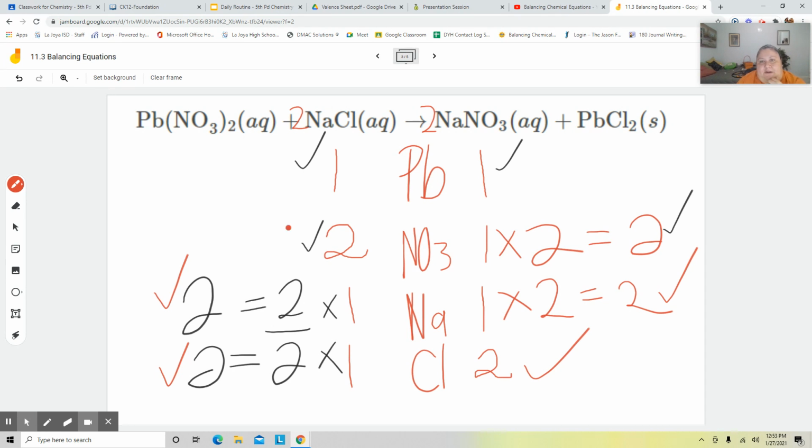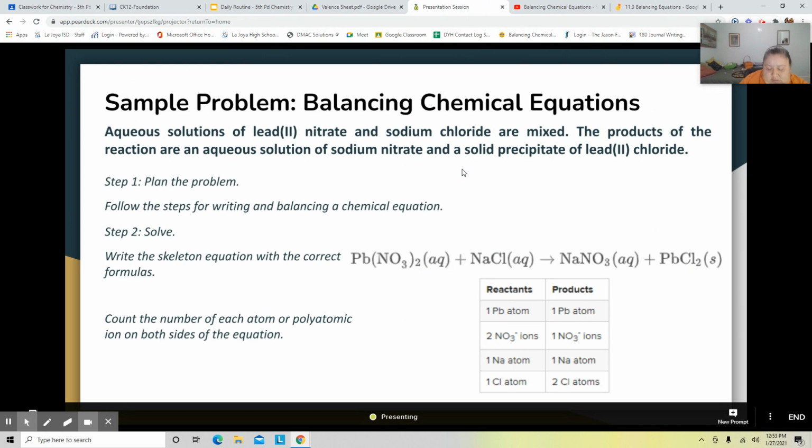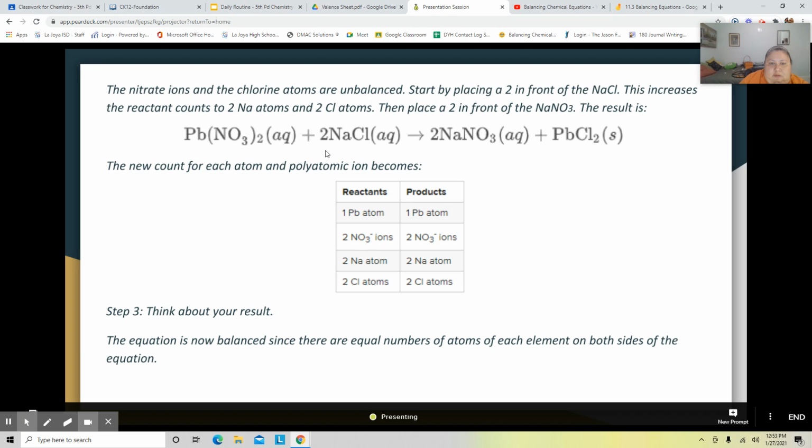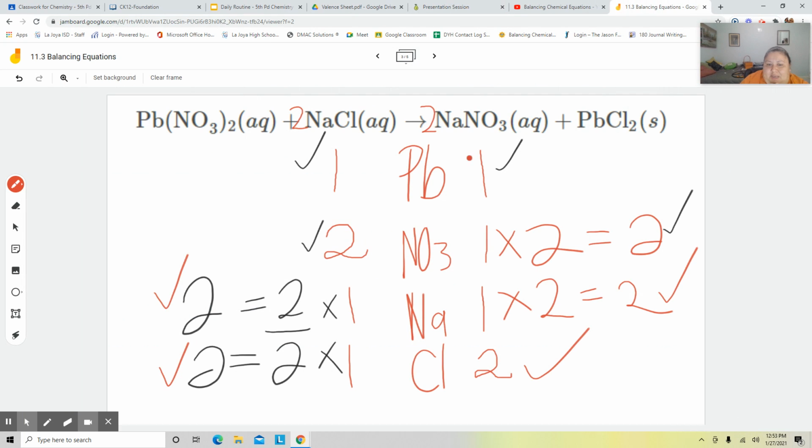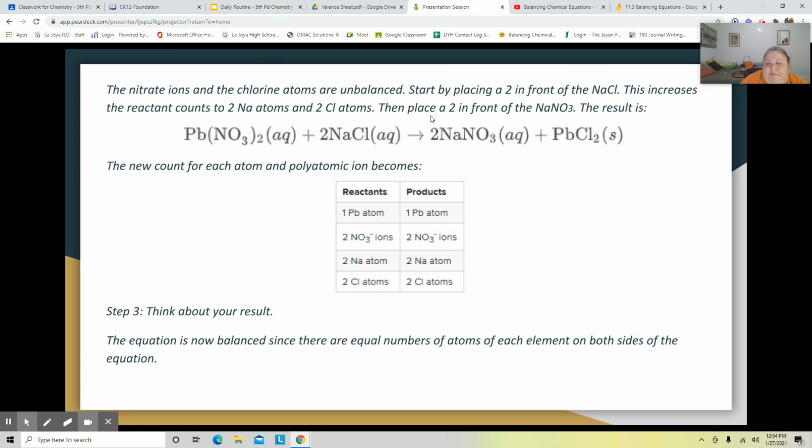And you can look on Pear Deck and see the same answer. They put a 2 in front of NaCl. They put a 2 in front of NaNO3. And look, they end up with the same numbers that we have. 1, 2, 2, 2. Isn't that what we have? 1, 2, 2, 2. We're good to go. Okay?